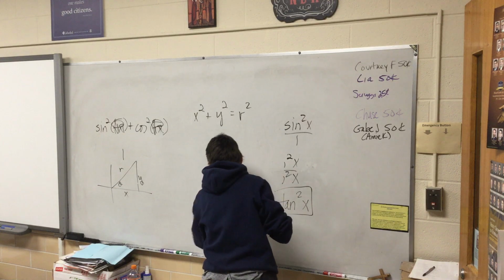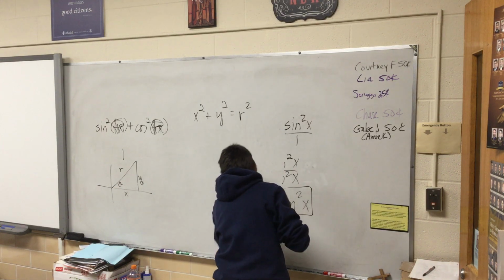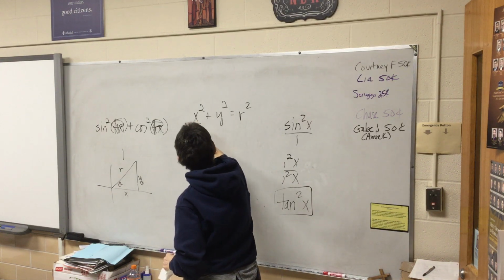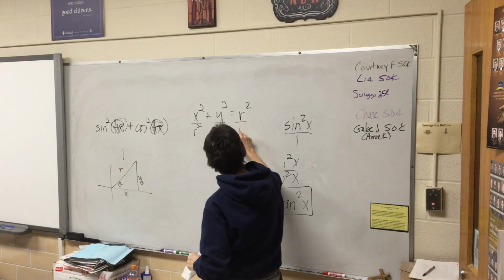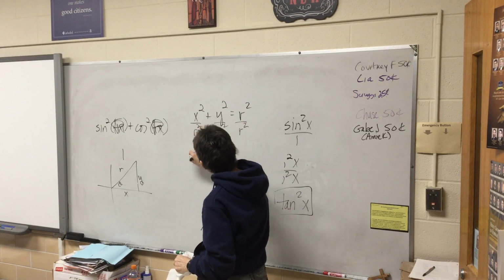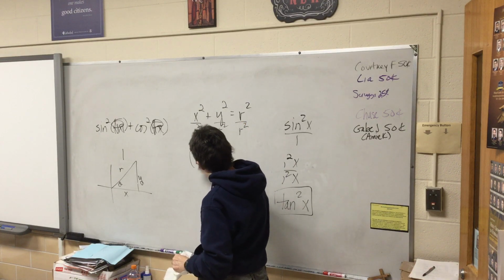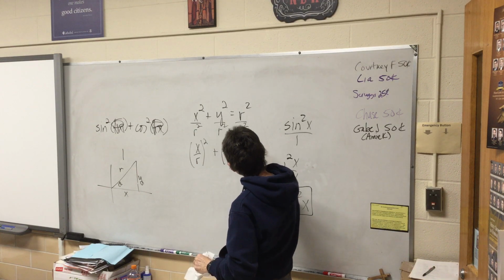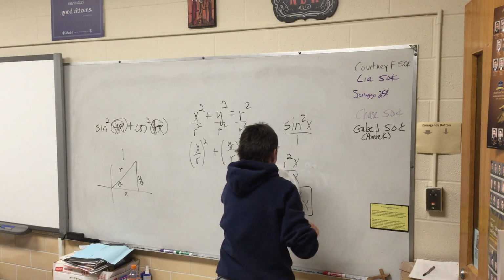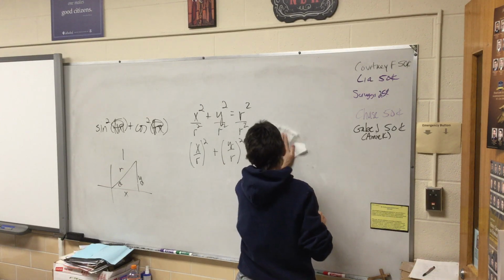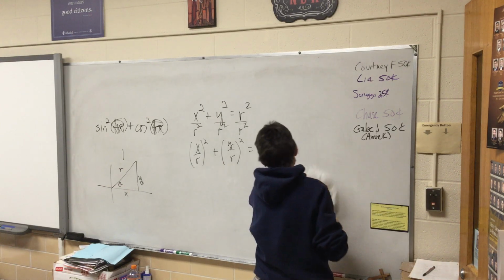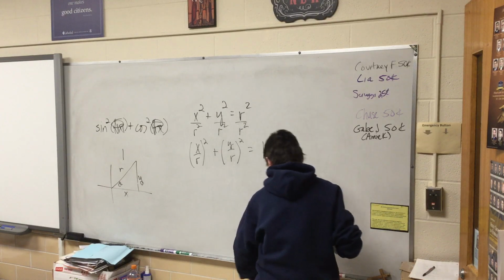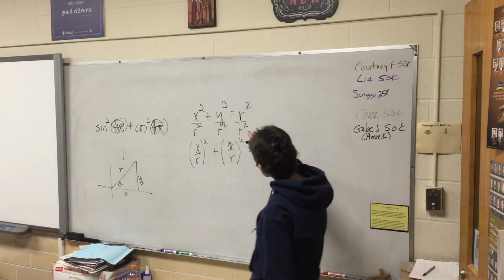Absolutely true. No one's going to argue with that. Now I'm going to divide everything by r squared. So I have x squared over r squared plus y squared over r squared equal to 1. So I started with the Pythagorean Theorem and then divided everything by r squared.